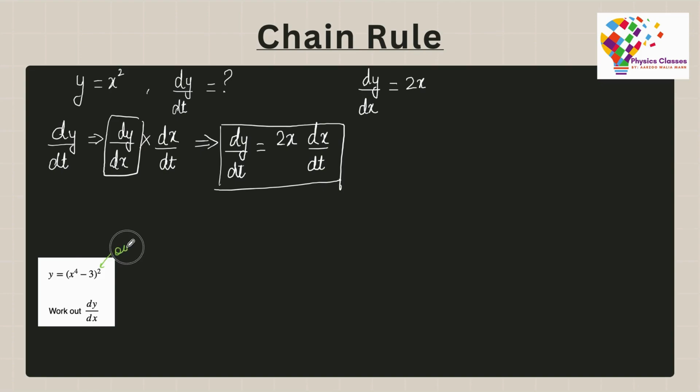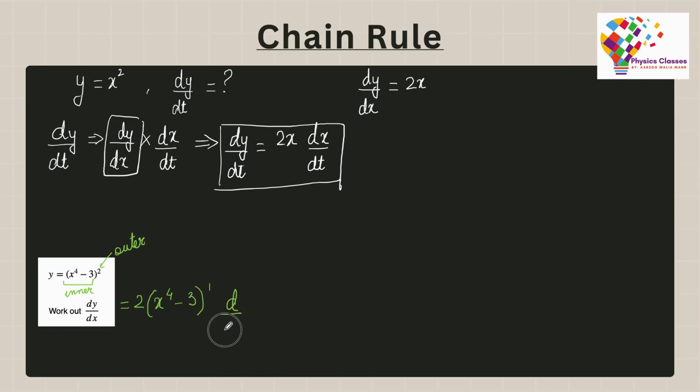To do that, let's just assume that this x to the power 4 minus 3 is some function to the power 2. So any function raised to the power 2, if I take its derivative, it would be 2 times that function to the power 1. So 2 times (x to the power 4 minus 3) to the power 1. I just differentiate using the power rule, assuming that this x to the power 4 minus 3 is just one quantity. Then I further will have to differentiate the inner part.